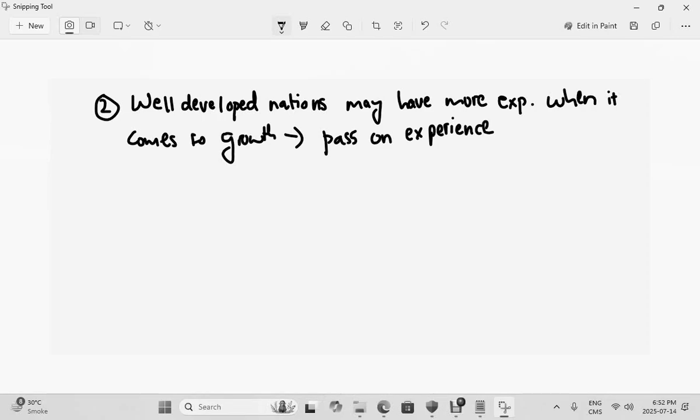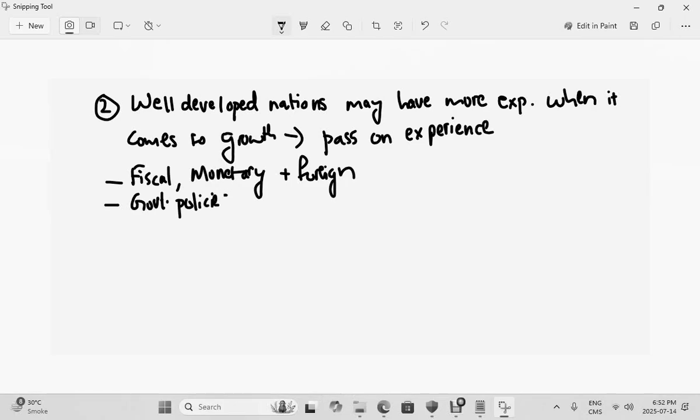foreign policies, fiscal, monetary, foreign policies. It could be in the form of government policies, and so on and so forth. So that's experience. Now, apart from experience, you also have technology in general.